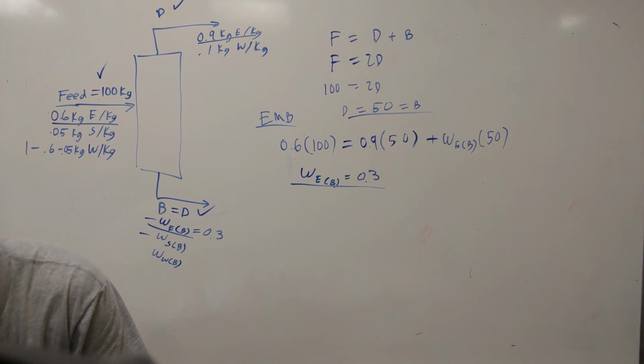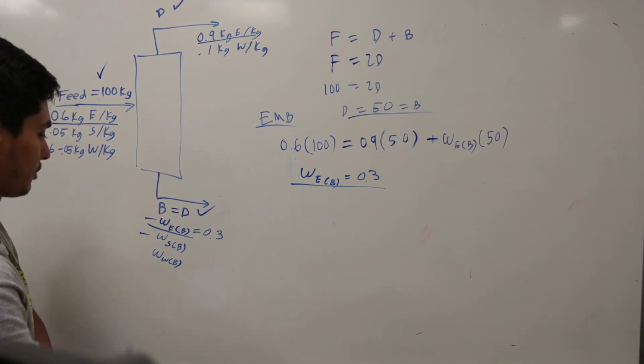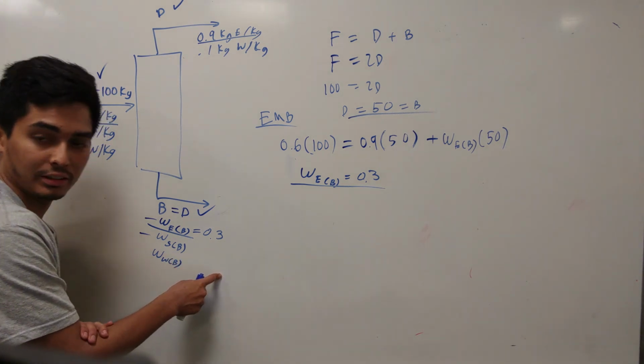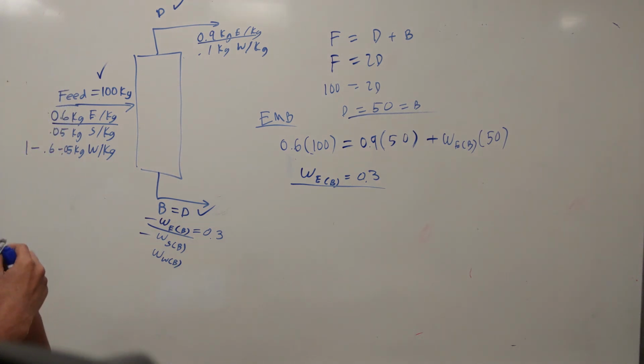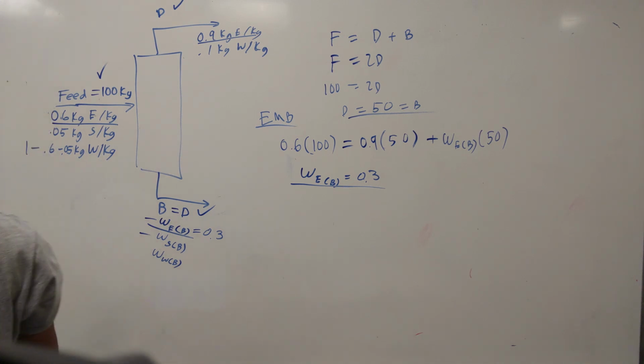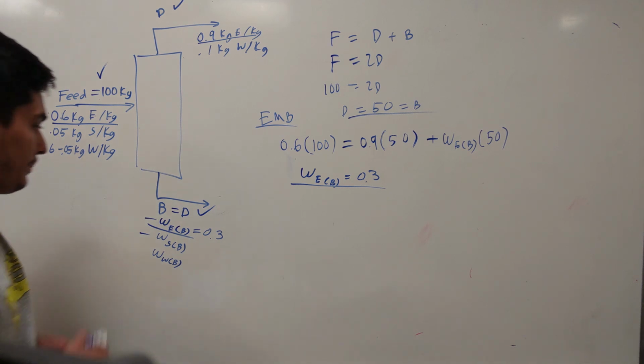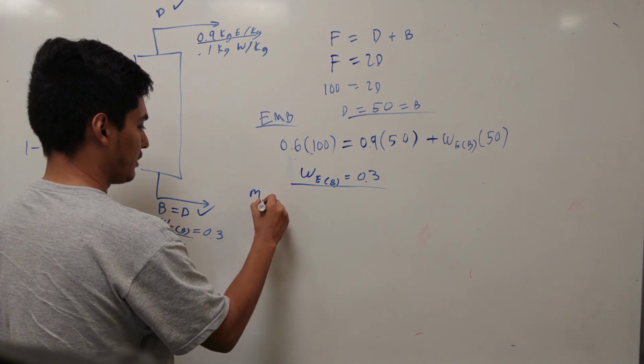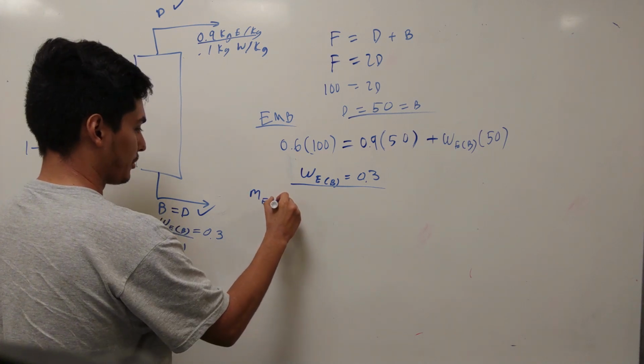So, now, what else do we need? Well, we're going to need some stuff down here, right? Because we need the kilograms of ethanol on the bottom, right? So, actually, yeah, kilograms of ethanol on the bottom. So what we can do is solve for the ethanol in the bottom stream. So I'm just going to call it the mass of the ethanol in the bottom stream.